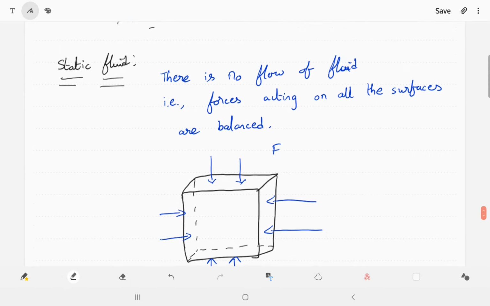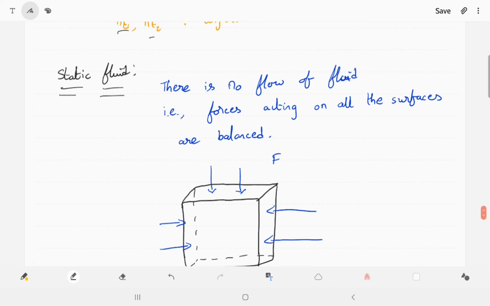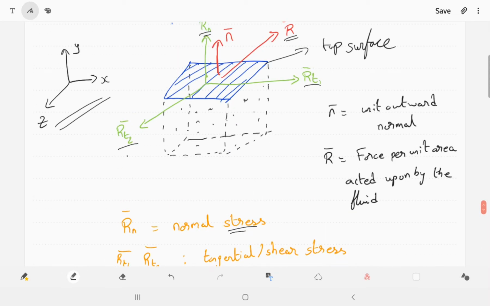Now let's go into static fluid. What do you mean by static fluid? A static fluid is nothing but a fluid which does not move. That means the forces acting on a fluid are also acted upon by gravity g. So we have mg also as a force, which is a body force. But we are talking about surface force over here.